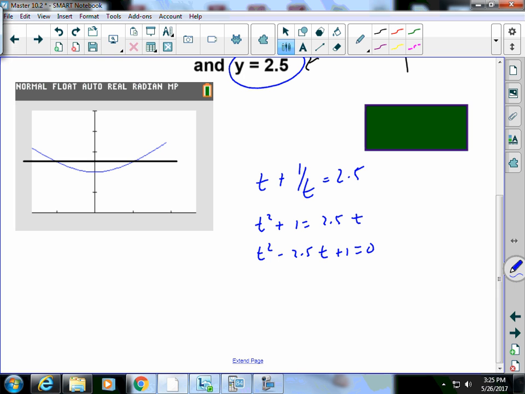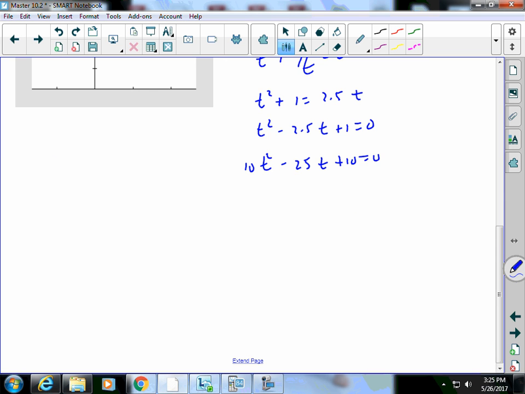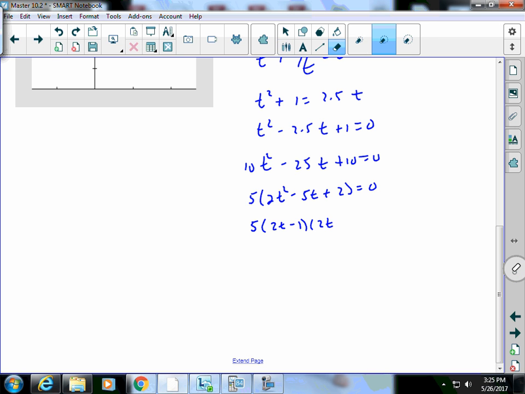I can multiply everything through by 10, so I get 10t squared minus 25t plus 10 equals 0. I can factor out a 5. 2t squared minus 5t plus 2 equals 0. And then I can factor that. That factors to 2t minus 1 times t minus 2 equals 0. So t is 1/2 and 2. Those are the two t's.